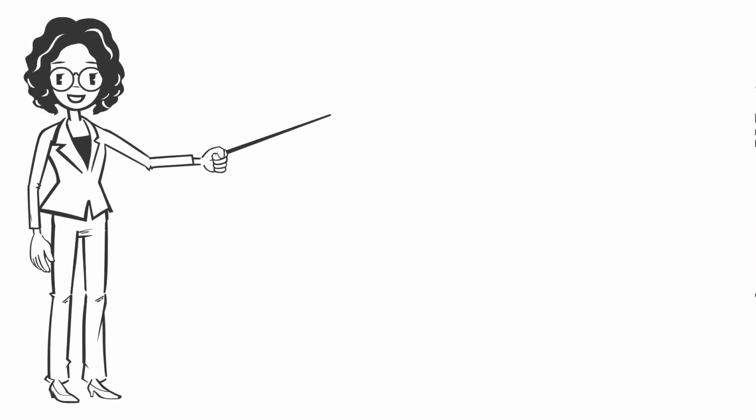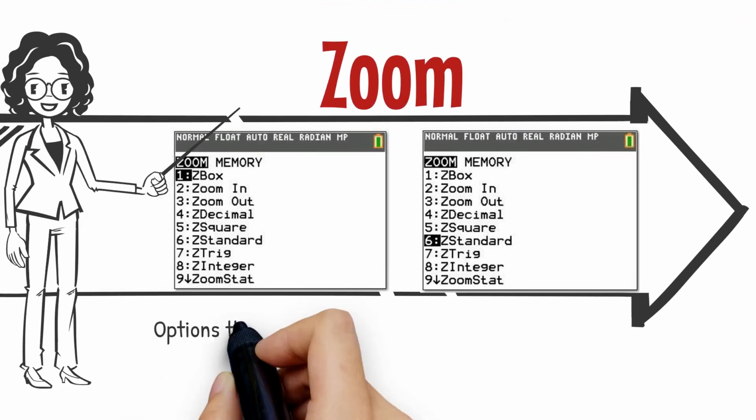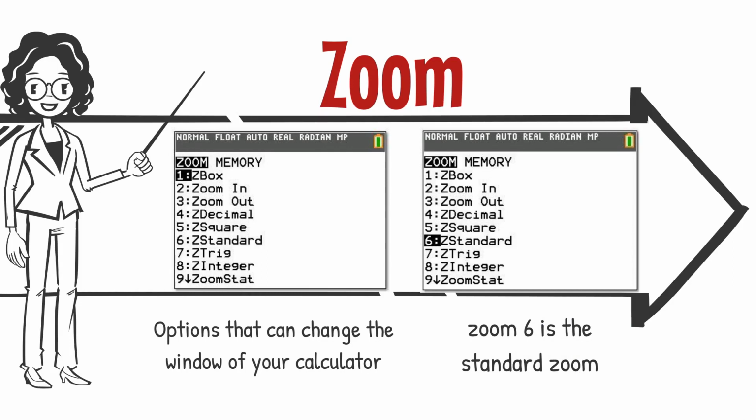The button next to y equals is the window button. This button will bring you to a screen that gives you how far your graph will show in each direction. The standard window is on my screen right now. Next to the window button is zoom. The zoom button gives you many options that can change the window on your calculator. Zoom 6 is the standard zoom and is what I will be using. Zoom is one of the ways you can get to the graph of your function. If we hit 6 or scroll down to Z standard and hit enter, it will bring us to the graph of our function.